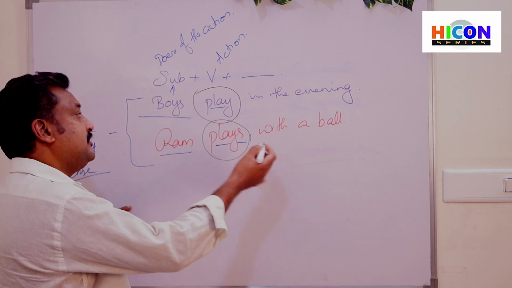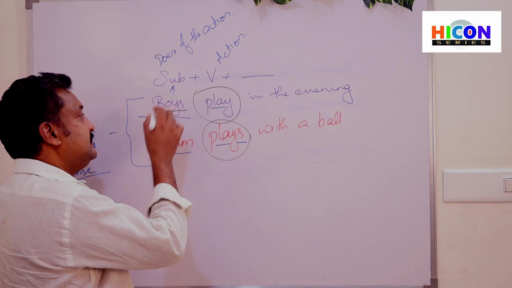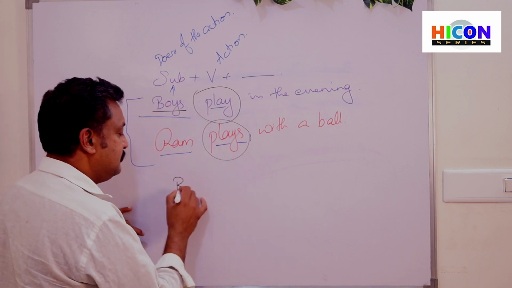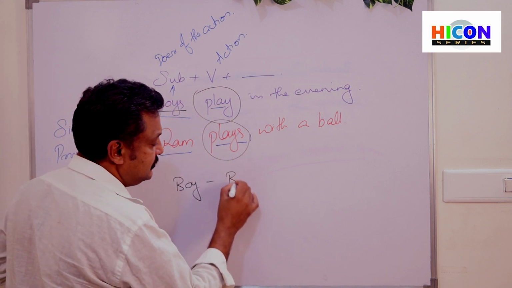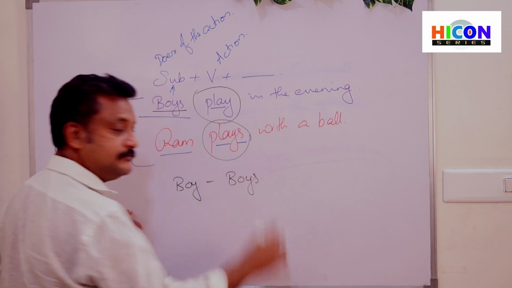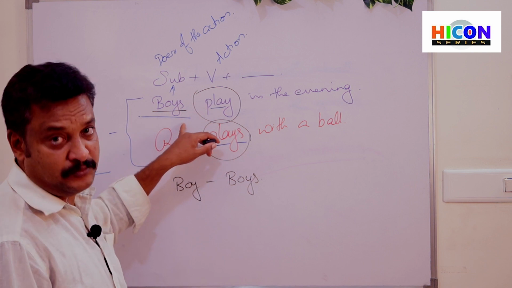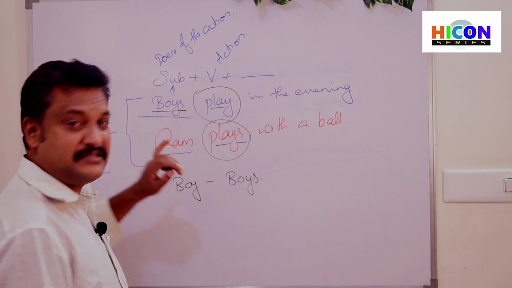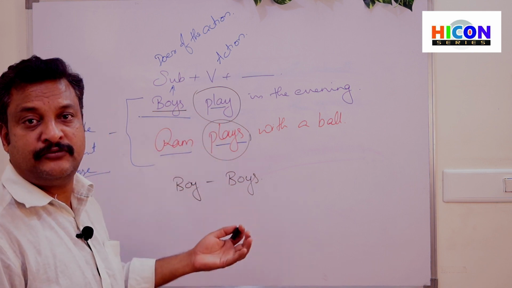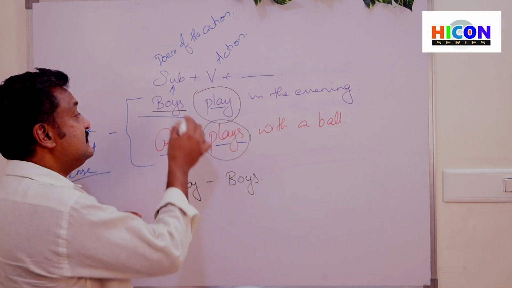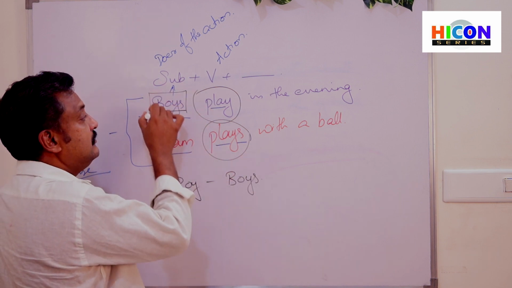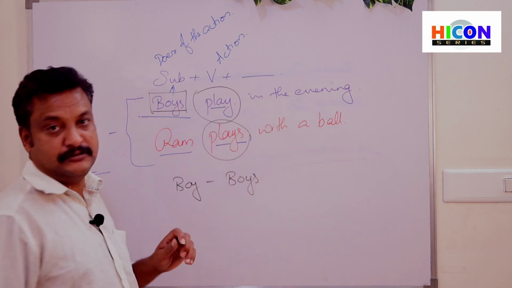So, when we check here, the subject is plural, isn't it? Boy singular, boys plural. Isn't it? Ram singular. There is no plural for that. So, whenever the subject is plural, there won't be any S with the verb.